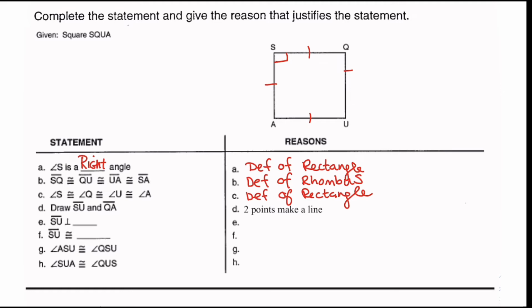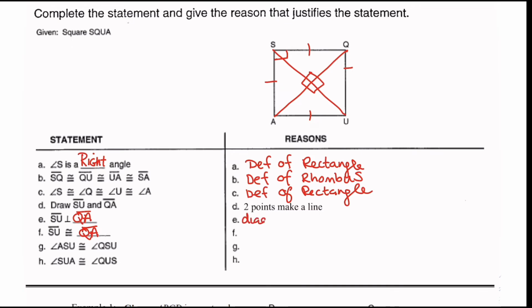Okay, and so now draw the diagonals. And we know that the diagonals are perpendicular to each other in a rhombus. So SU is perpendicular to QA. SU is also congruent to QA because in a rectangle. So first of all, we're going to say that diagonals are perpendicular and diagonals are congruent. One from the rhombus and one fact from the rectangle.